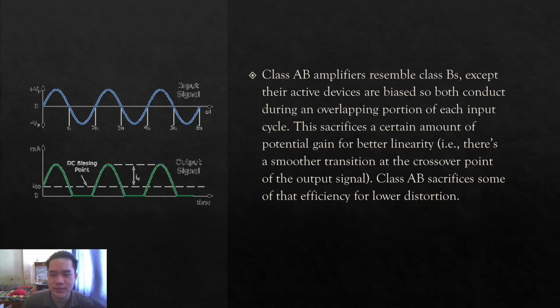of each input cycle. This sacrifices a certain amount of potential gain for better linearity. For example, there's a smoother transition at the crossover point of the output signal. Class AB sacrifices some of that efficiency for low distortion.